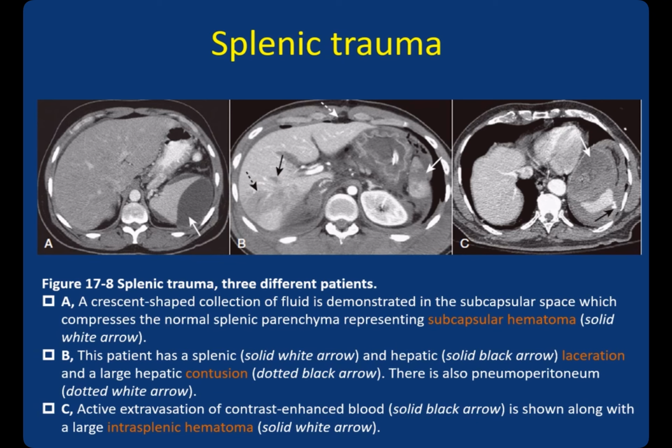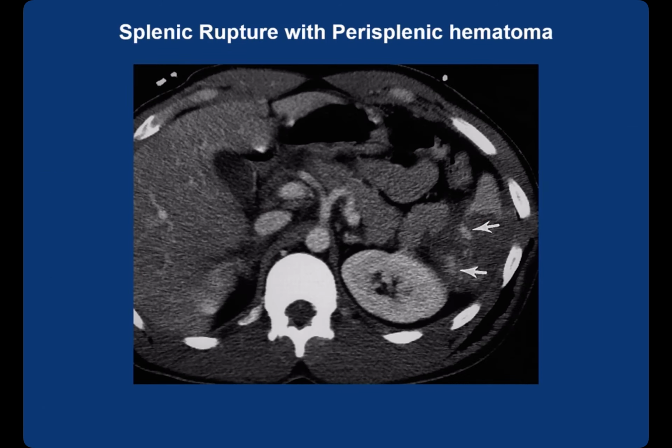These are 3 cases of splenic trauma. In case A, we can see subcapsular hematoma, and in case B, we can see splenic and also hepatic laceration, and also a large hepatic contusion, and there is also pneumoperitoneum. In patient C, we can see active extravasation of contrast-enhanced blood here, along with a large intrasplenic hematoma. Here is also an example of splenic rupture with perisplenic hematoma.